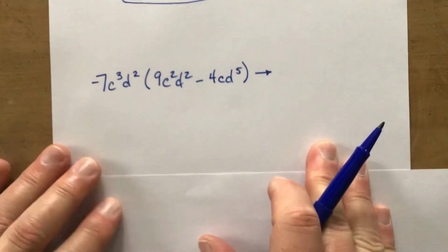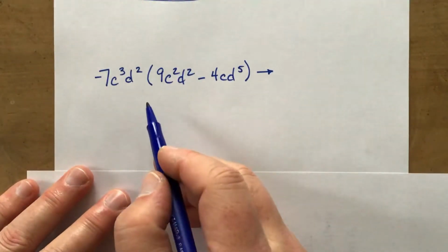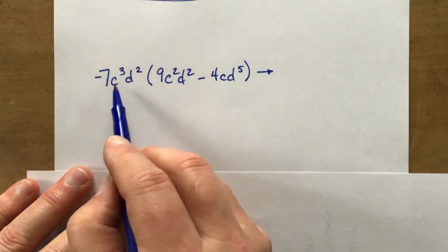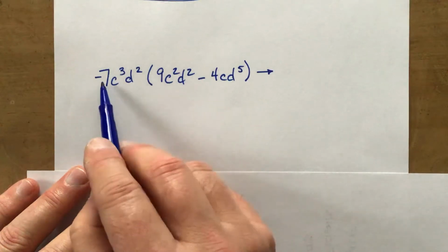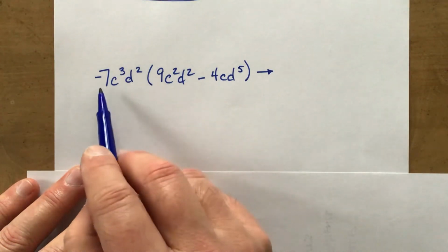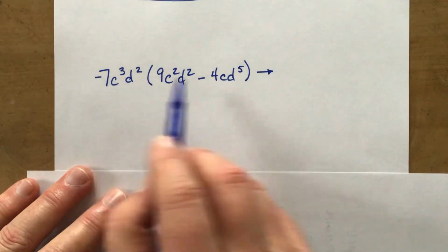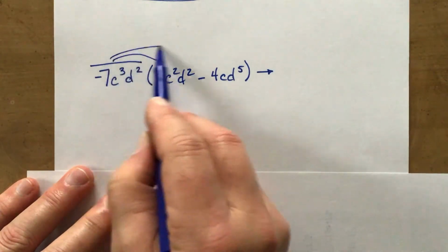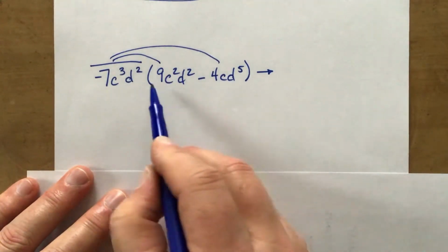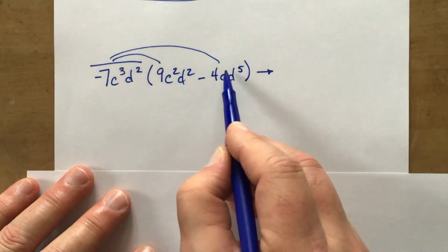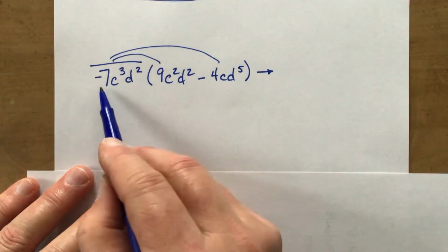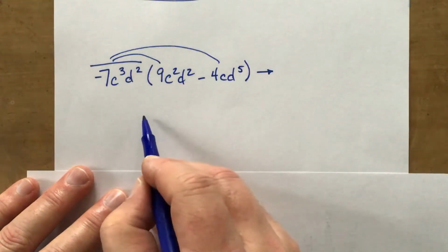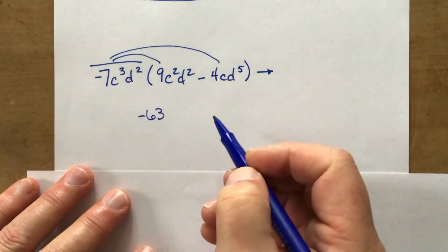Now we're starting to get into some fun stuff here. Okay, so we have a negative 7 out here. Remember that when we multiply a negative times a positive, it's going to be a negative, and when we multiply a negative times a negative, it's going to be a positive. So we're going to multiply this and we're going to multiply this. Remember, if you don't see an exponent, it is 1. So negative 7 times 9 is negative 63.